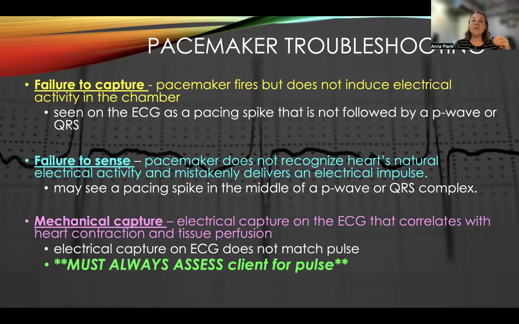We also have failure to sense, and that means that it's not correlating with what's going on with your heart, right? Your heart might be beating fine, and all of a sudden the pacemaker goes, I should probably deliver a spike here, I should probably deliver that electrical activity. So you might see a spike in the middle of a P wave or a QRS, or the heart's not beating and it's not picking up on it. If it's not detecting or sensing what's going on with the heart, then we have another issue.